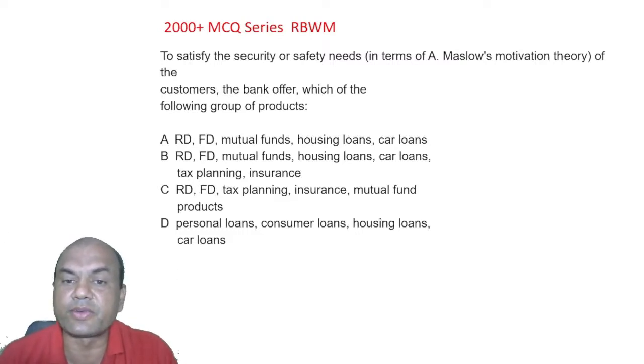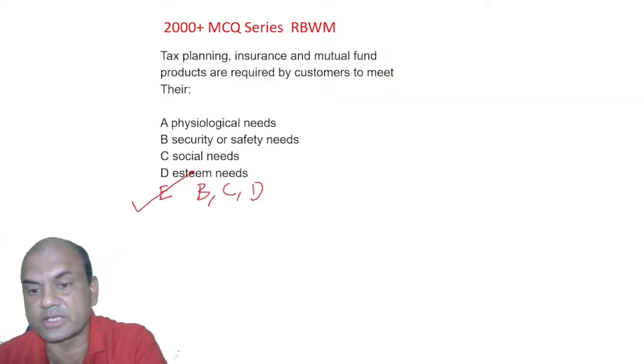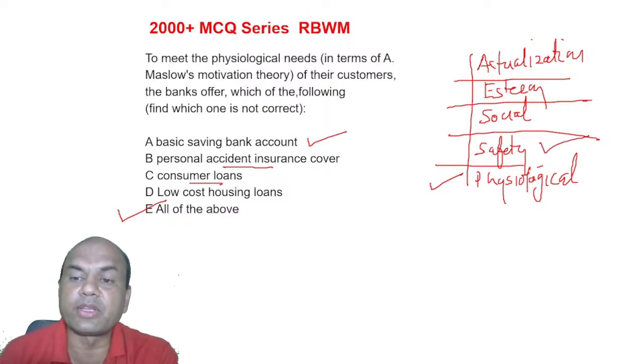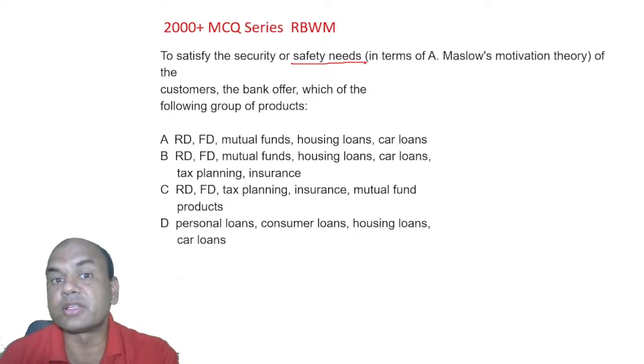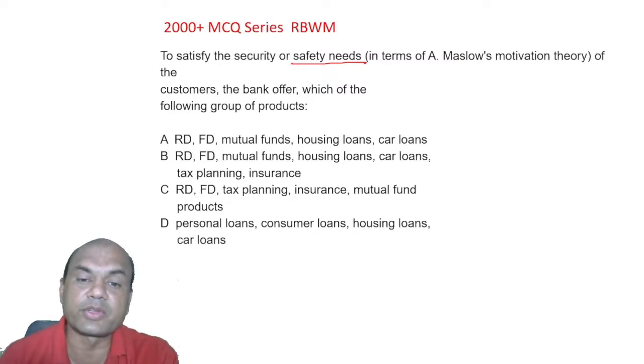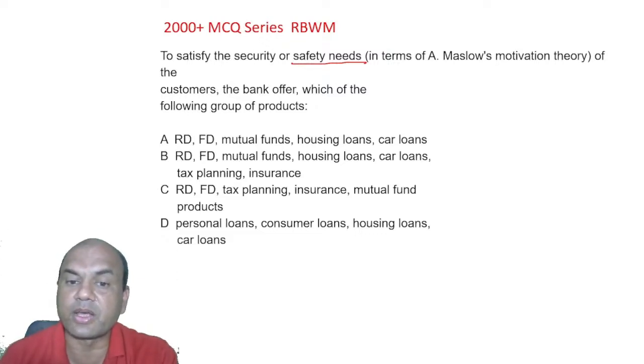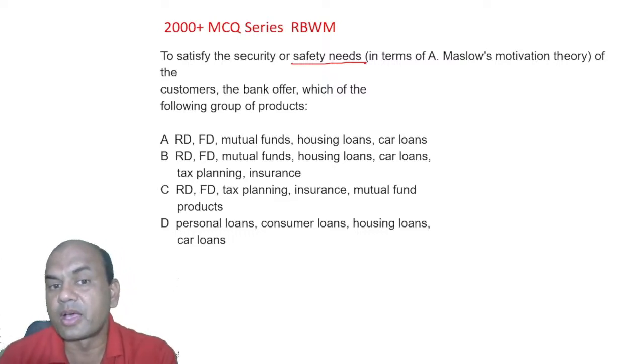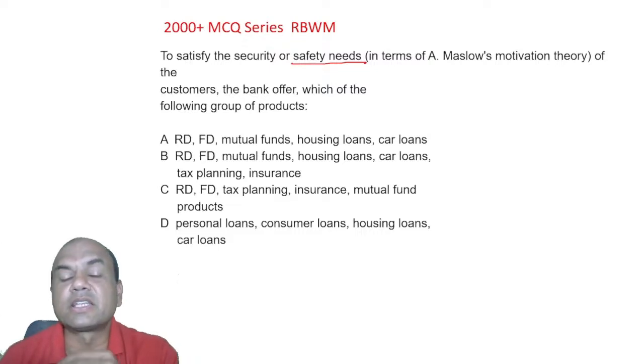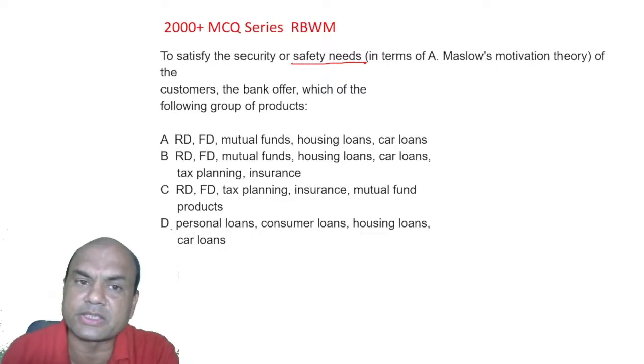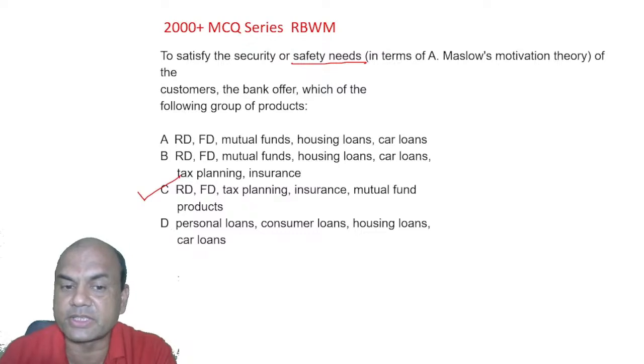To satisfy the security or safety needs under Maslow's hierarchy, the bank offers which of the following products? So to satisfy the safety needs, which are the products offered by the bank? Safety means what? Again, second level. Just see this. Second level means this person. Will this person purchase a car? Because he is just above the physiological level. So RD, FD, mutual fund, housing loan, car loans. RD, FD, mutual fund, housing loan, car loans, tax planning and insurance. RD, FD, tax planning, insurance, mutual fund products. Personal loan, consumer loan, housing loan, car loans. Remember, safety needs. Safety means just this, that person has started some savings. So will that person purchase a car? So the answer is C. Besides car loan, everything. Okay.